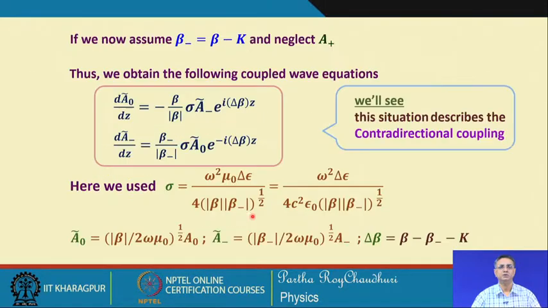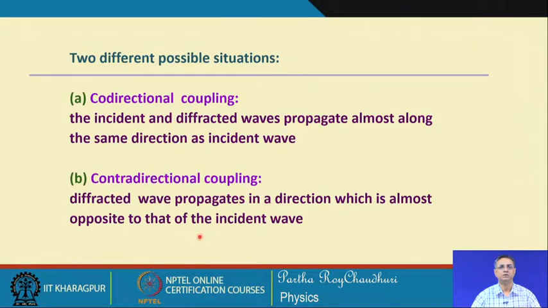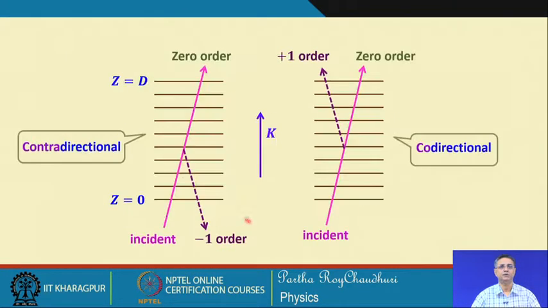So, by doing so, we could arrive at two possible situations. One is co-directional coupling, that is the incident and diffracted waves propagate almost in the same direction as the incident beam, and the other situation is contra-directional, that is the incident beam and the diffracted beams will be travelling in the opposite direction, that is the diffracted beam will be travelling opposite to the incident wave. So, these are the two situations.